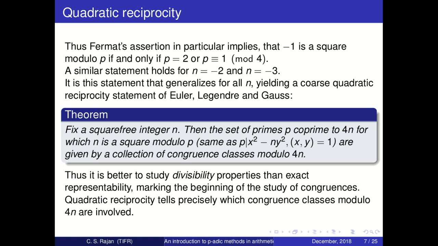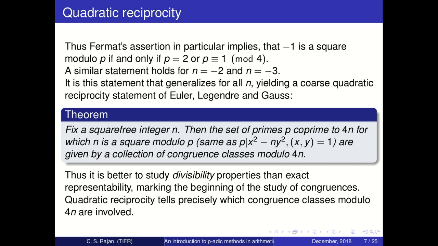See, if p divides x squared minus n y squared, with x, y coprime integers, that means n is a square mod p. That is enough, and it is also enough to say p divides x squared minus n. Okay, so this is the left hand statement which you want to say, but they are given by a collection of congruence classes modulo 4. And quadratic reciprocity tells precisely what congruence classes should be.